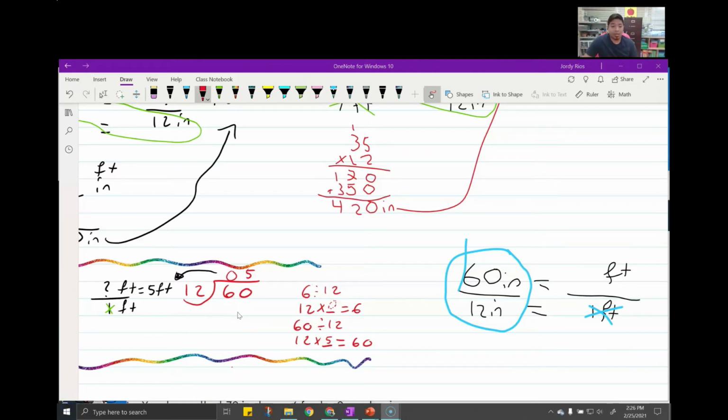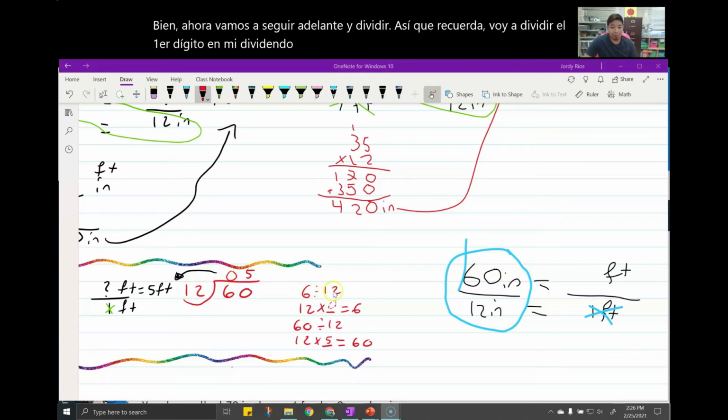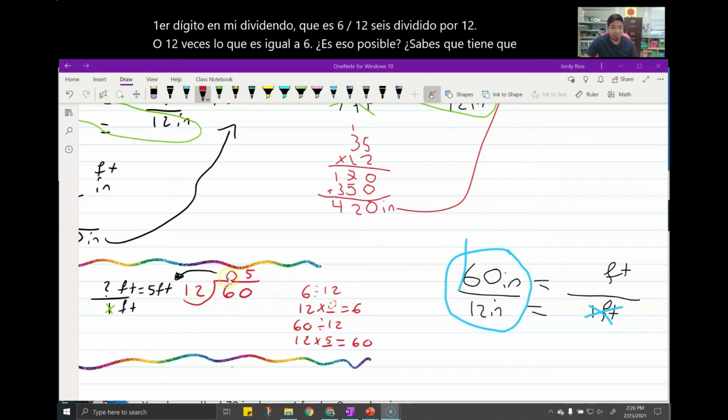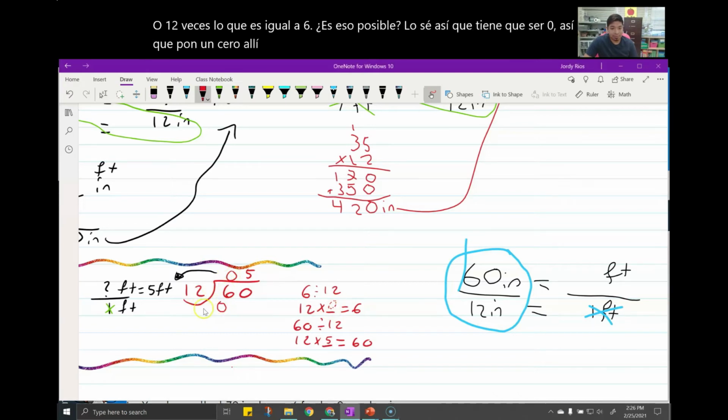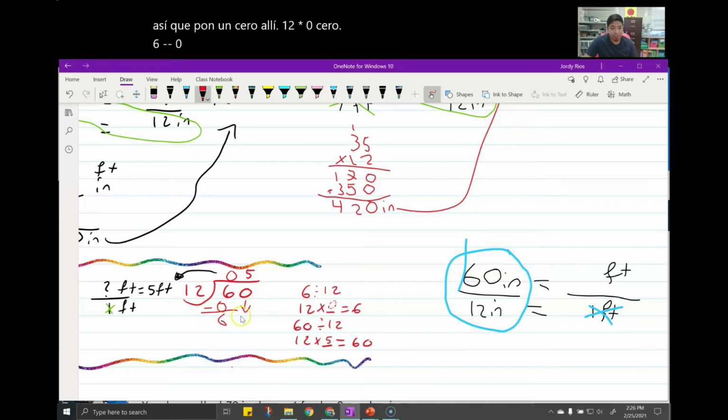Okay, so now let's go ahead and divide. So remember, I'm gonna divide the first digit in my dividend, which is 6, divided by 12. 6 divided by 12, or 12 times what equals 6? Is that possible? No, so it has to be 0. So I put a 0 there. 12 times 0, 0. 6 minus 0, 6, bring down the 0. And then the new dividend I'm working with is 60.